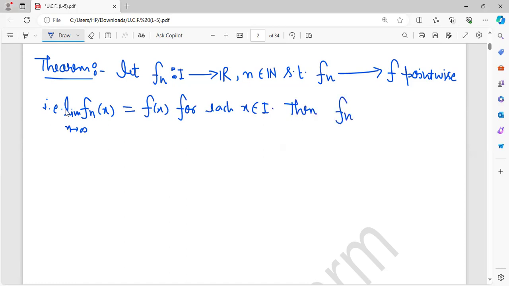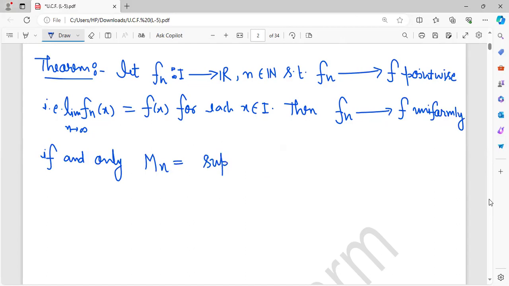Then Fn converges to F uniformly if and only if Mn, equal to the supremum over x in I of |Fn(x) minus F(x)|, tends to 0 as n tends to infinity.